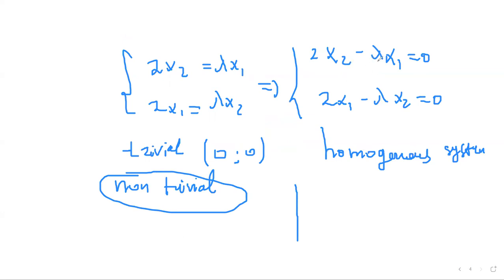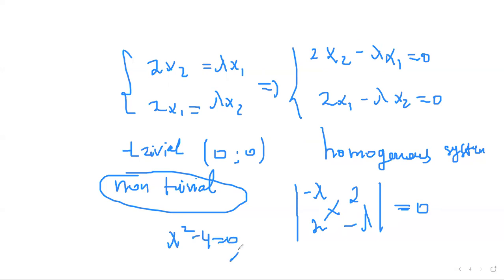So let's see, first comes minus lambda because it's the coefficient of x1. So minus lambda, second comes 2. Here, first comes 2, coefficient of x1, and minus lambda, equals 0. So this is the condition when the homogeneous system should have non-zero solutions. So from this determinant, we have lambda squared minus 4 equals 0. And from here, we get lambda 1 equals 2, and lambda 2 equals negative 2.